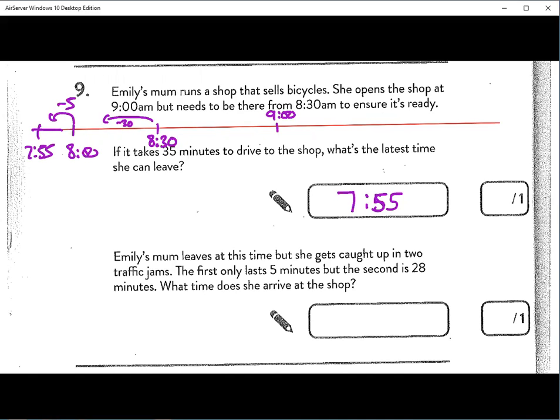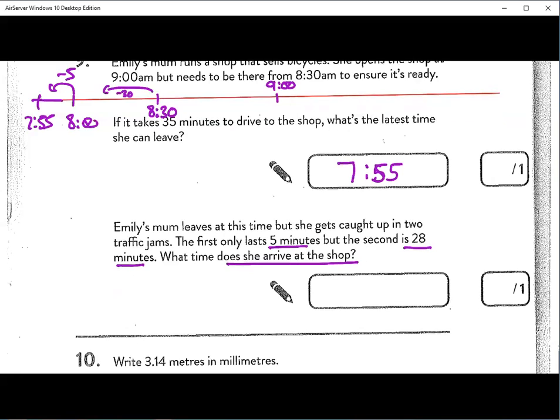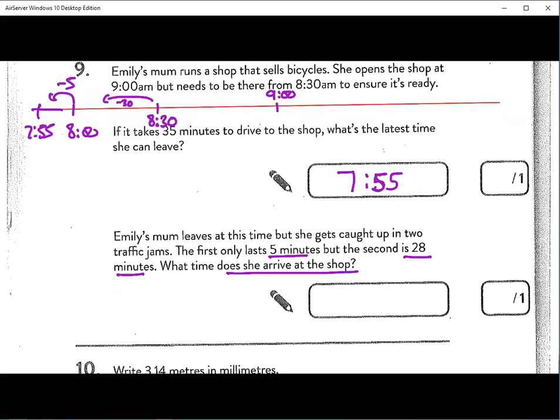Emily's mom leaves at this time, but she gets caught up in 2 traffic jams. The first only lasts 5 minutes, but the second is 28 minutes. What time does she arrive at the shop? So at the moment, she was planning to arrive at the shop at what time? 8:30. She's planning to arrive at the shop at 8:30, yeah?